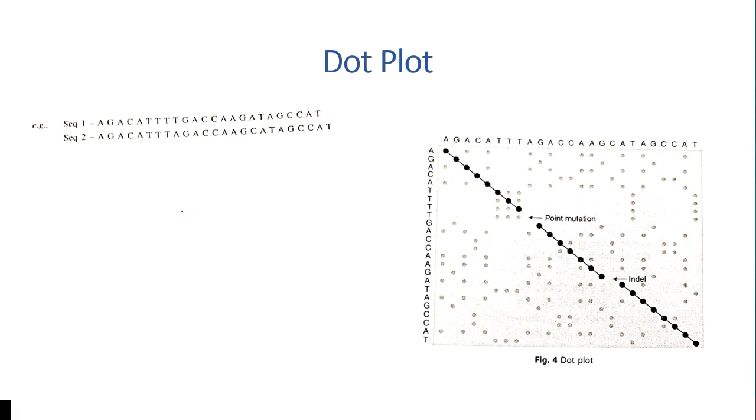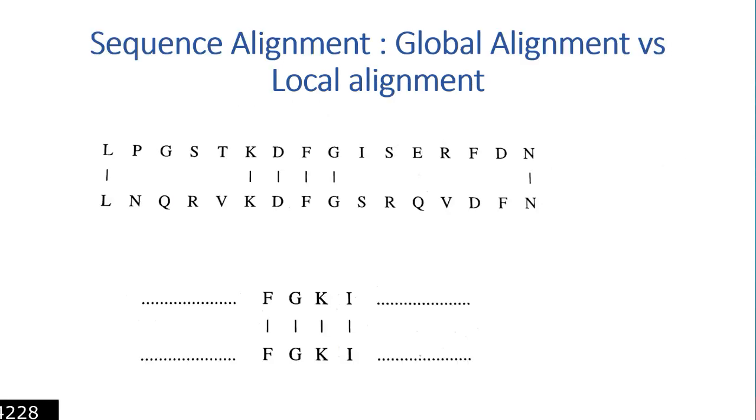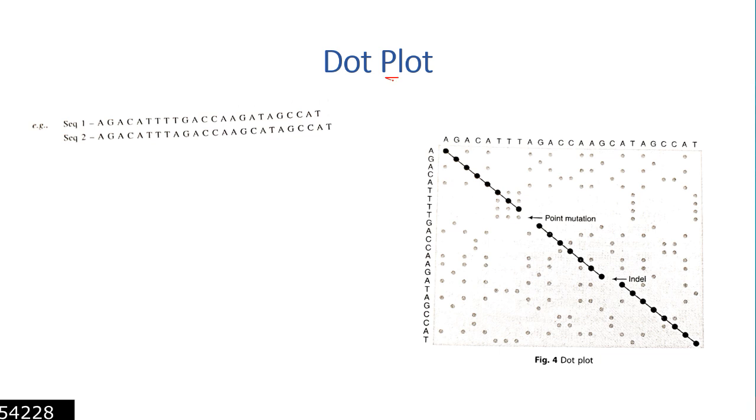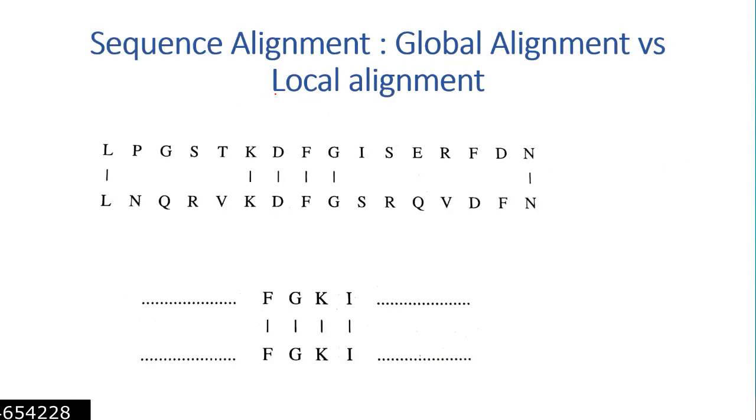So what we want to discuss now is the types of alignment that are available. First we'll discuss that, then I'll come back to this type of plot later on. There are two types of sequence alignment: global alignment and local alignment. What is global alignment? You can see this example.